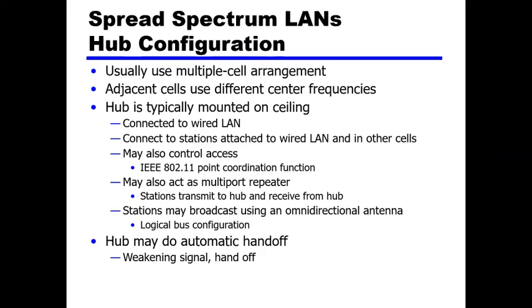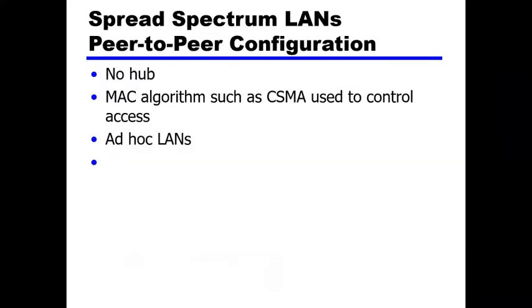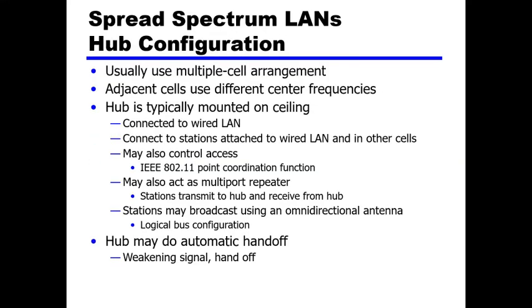We have to study about the wireless LAN and various spectrum of LAN hub configurations. You can understand, usually use the multiple cell arrangement. Adjacent cells use different center frequencies. Hub is mounted onto the ceiling, connected to the wired LAN, then connect to the station attached to the wired LAN in other cell. May also control access.